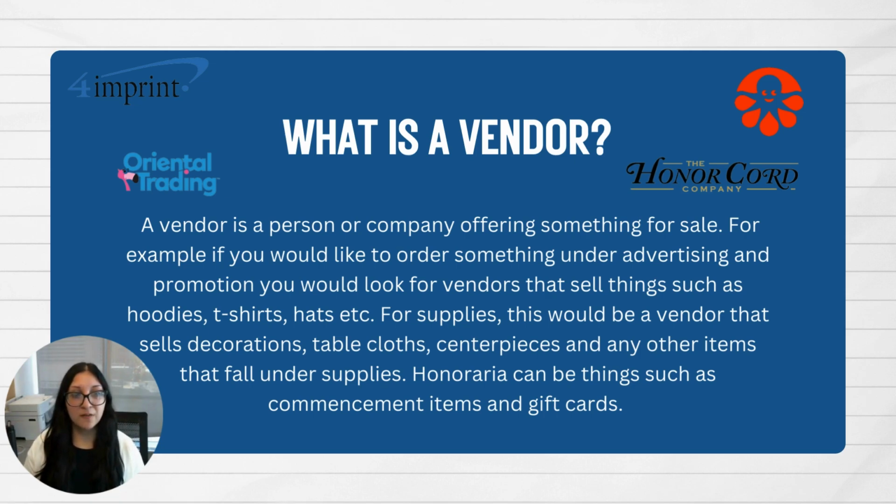For example, if you'd like to order something under advertised promotion, you look for vendors that sell things such as hoodies, t-shirts, hats, etc. For supplies, this would be decorations, tablecloths, centerpieces, and any other items that your club may need for events or meetings. Honoraria can be things such as stoles and cords for commencement, and even gift cards.